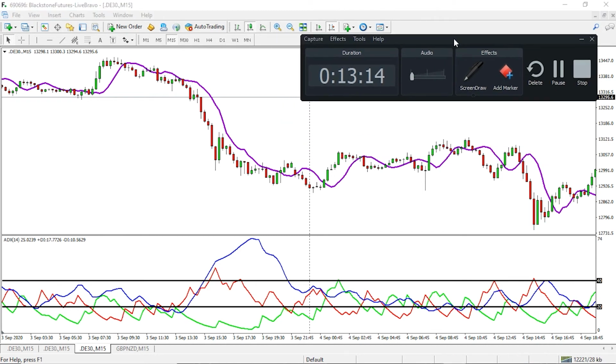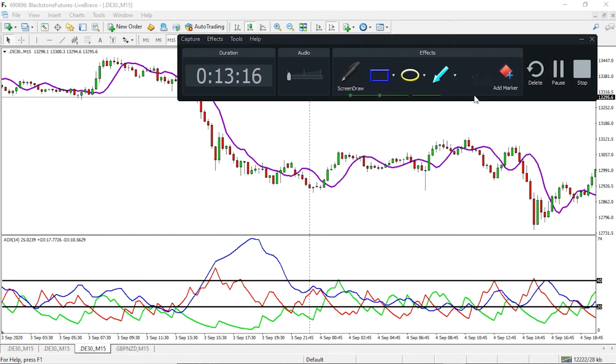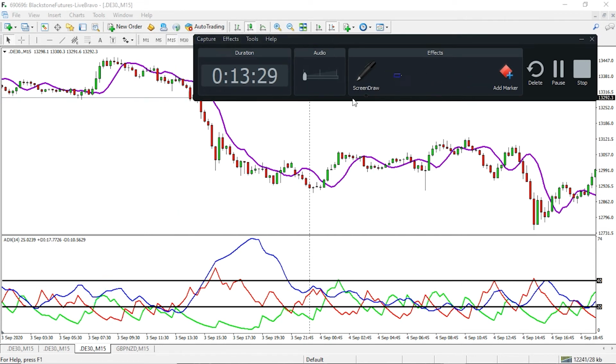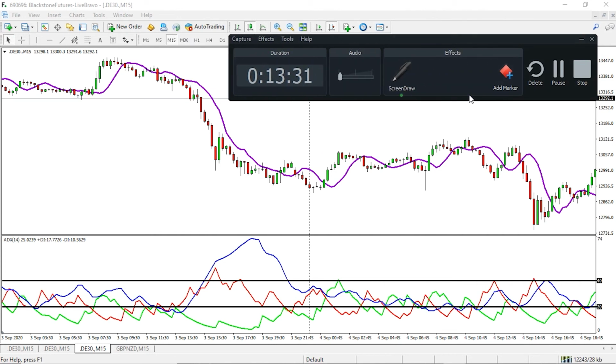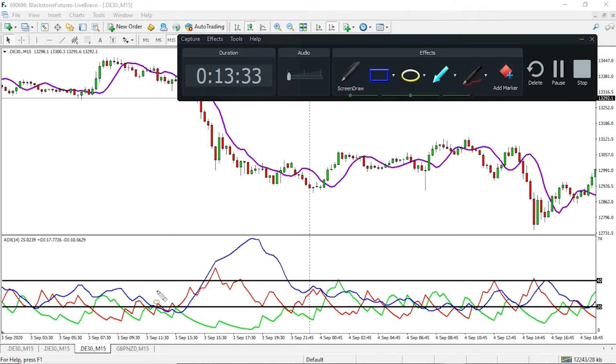Okay, so for a sell recommendation, we are looking for a couple of things. We're looking for red to cross over green. And when I say cross over, guys, that would be a buy. Okay, so we want red to cross above green. And we get that over there.